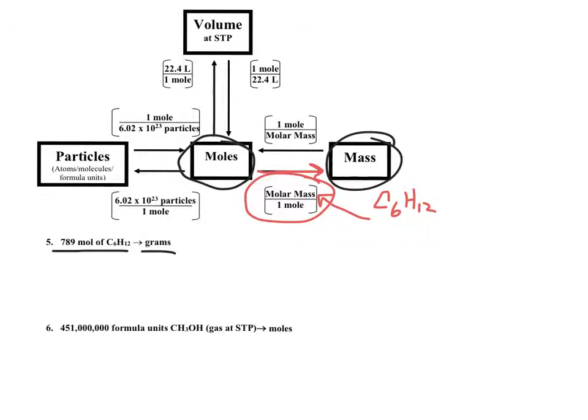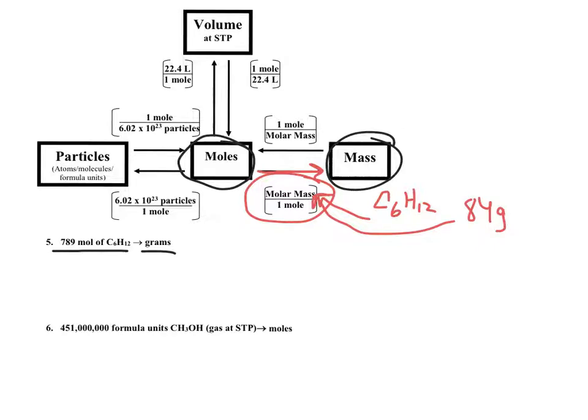All right, how do I do that? Simple. 6 carbons added up plus 12 hydrogens, and what I end up getting for an answer is about 84 grams for my molar mass of that stuff. All right? Check and see if that's what you get.